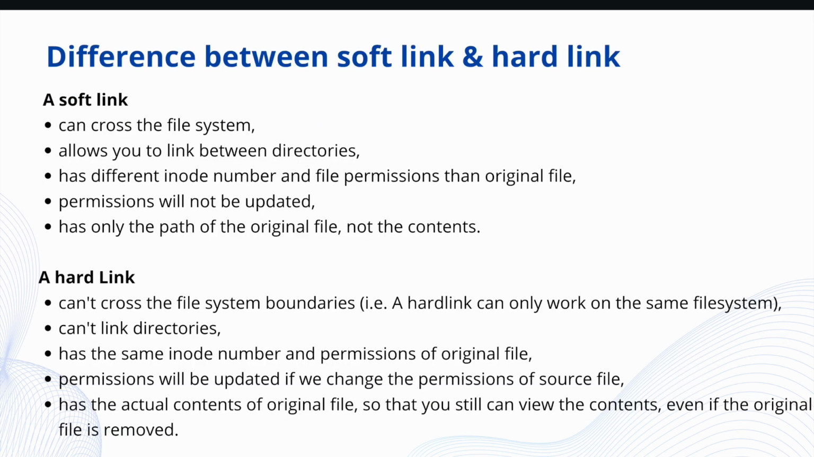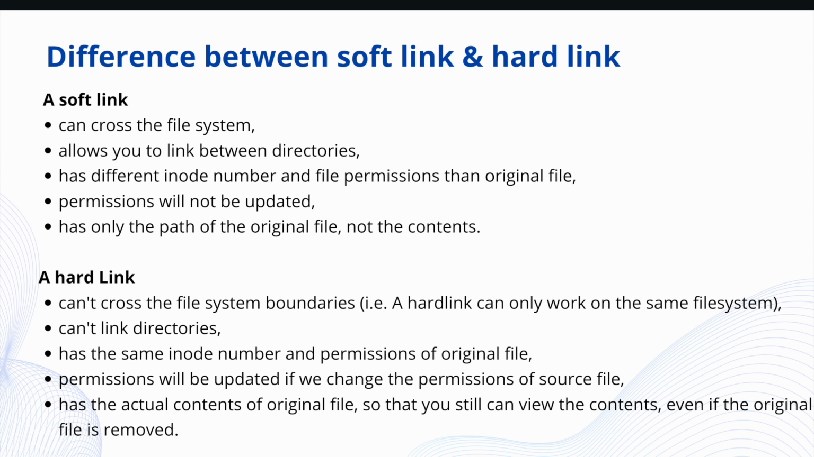Now we will see the difference between soft link and hard link. A soft link can cross the file system, allows you to link between directories, and has a different inode number and file permissions than the original file. Permissions will not be updated. It has only the path of the original file, not the contents, as we saw in the last slide. A hard link can't cross the file system boundary.